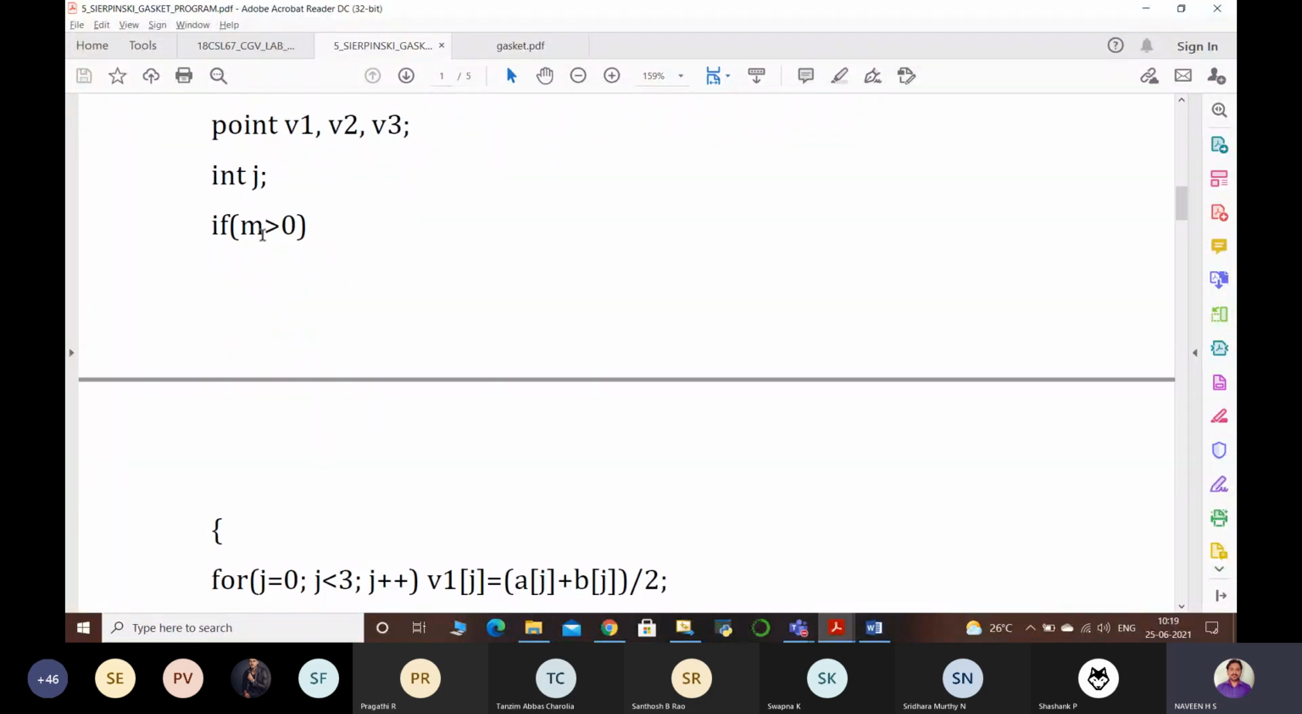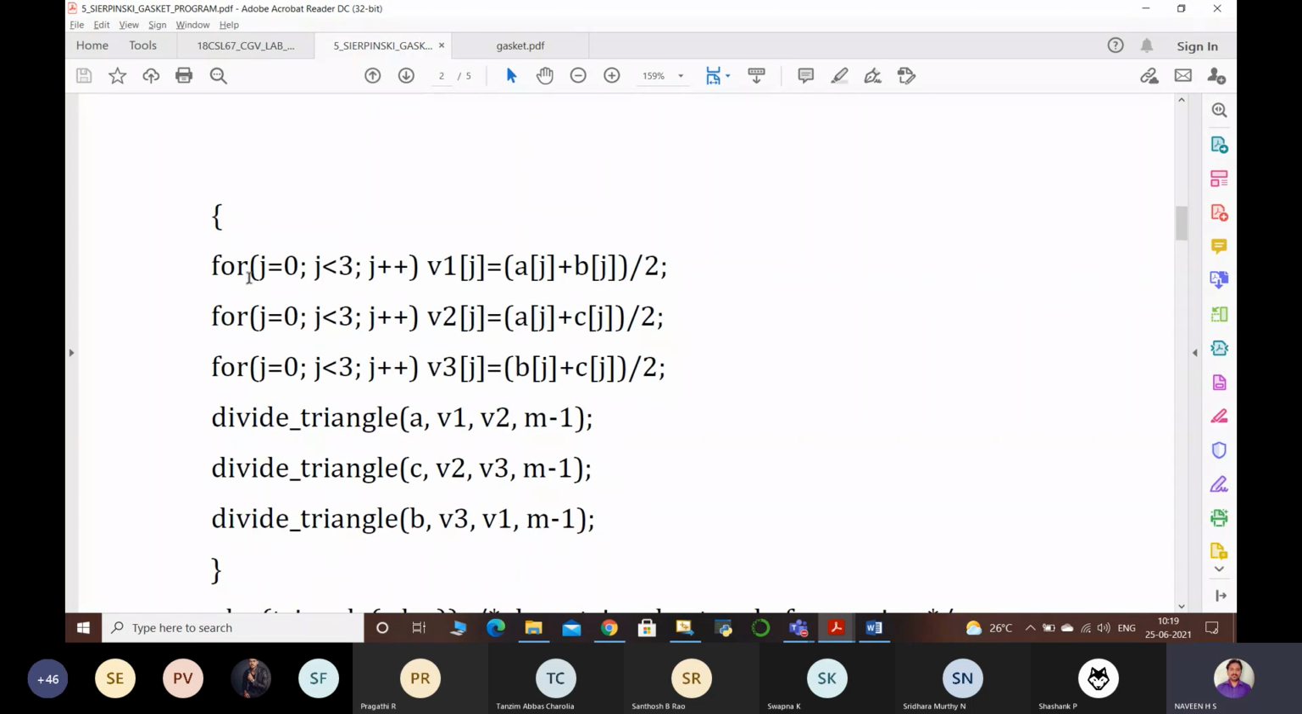If suppose the m value is 1, or 2, or 3, then what happens? Suppose I assume the m value is 2, which is greater than 0. Yes, the condition is true. Then I will enter into the for loop. So three times I'm going to perform the for loop. Why? Because I have 3 different phases in this. That's why for j is equal to 0, j is less than 3, j plus plus.